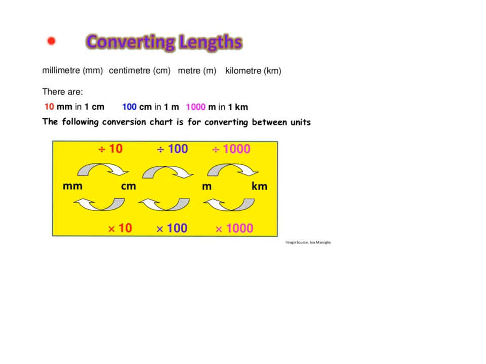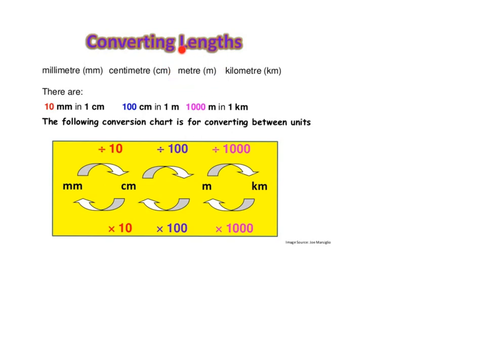So we start off with the millimeters. So the millimeters are the smallest unit of length. They are usually used to measure something small, such as the tip of your pencil or the size of an ant. Next, we have centimeters. So centimeters are also a small unit of length. Again, they can be used to measure something small, such as the size of your pencil.